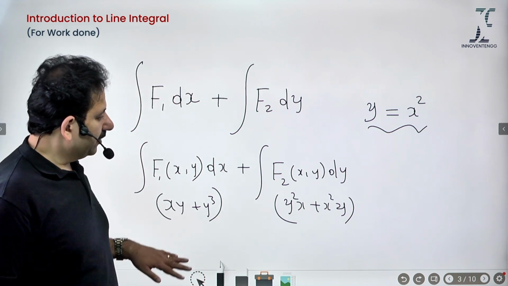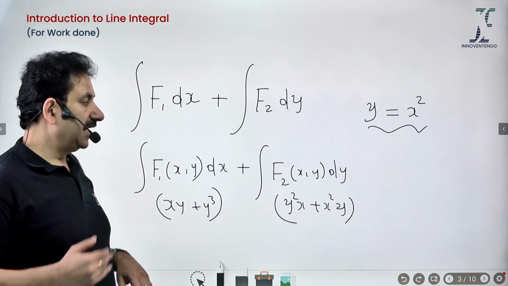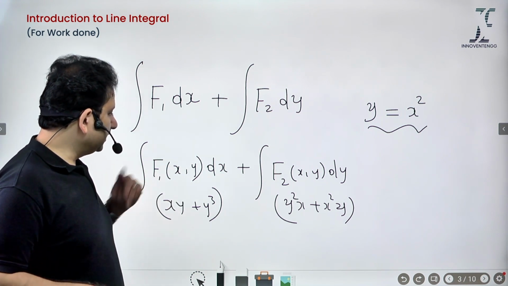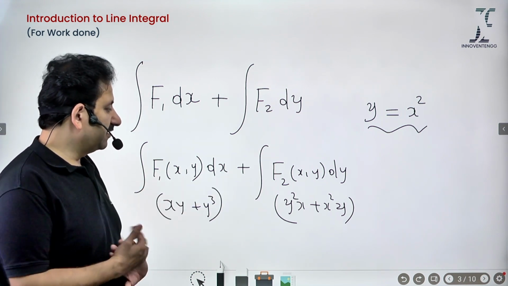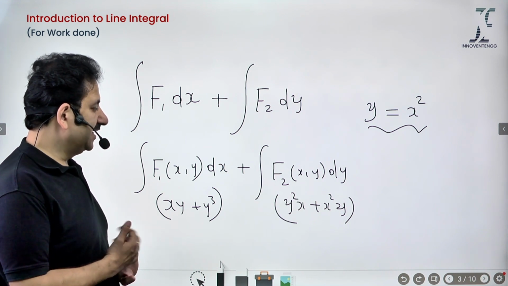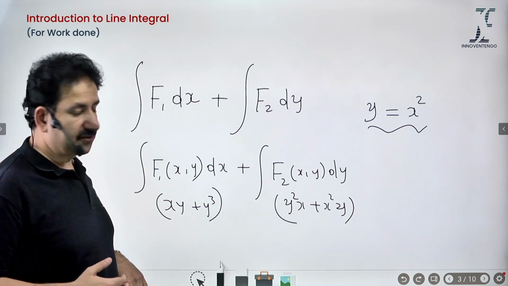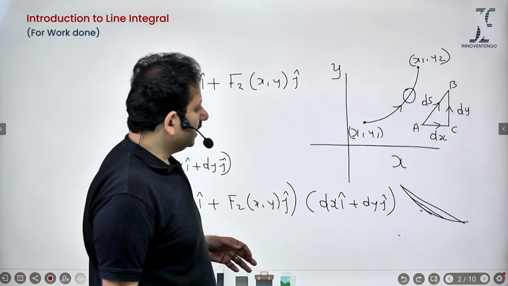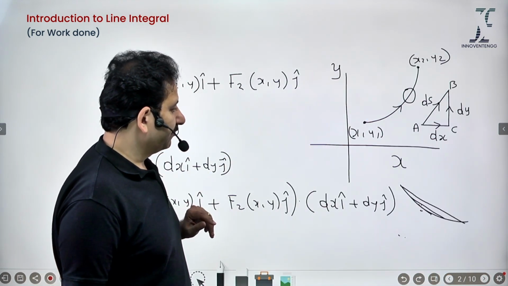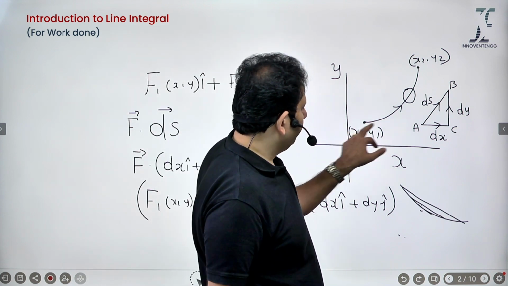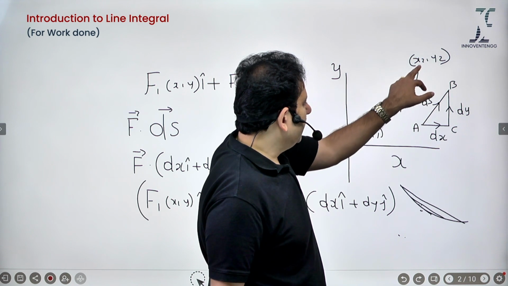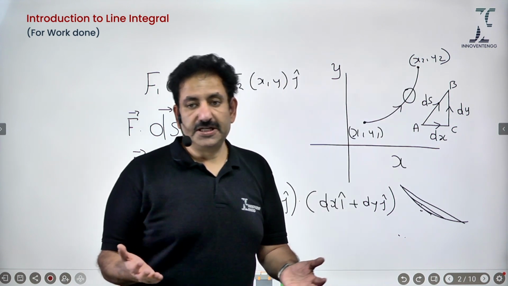So that means if you want to find work done along a specific curve, and your force definition is in terms of x and y, then this becomes warranted. Otherwise it becomes very simple. If you say that my force is not varying, it is constant, then F1 into displacement and F2 into displacement simply gives you the work done.